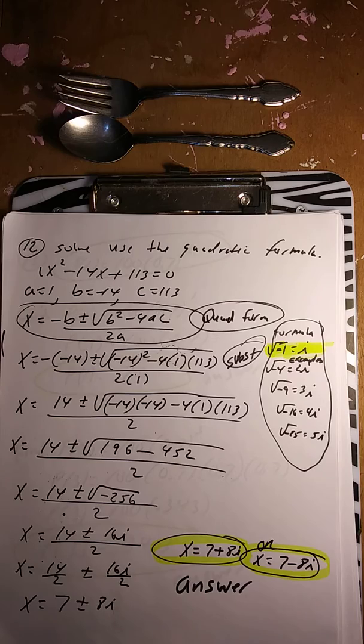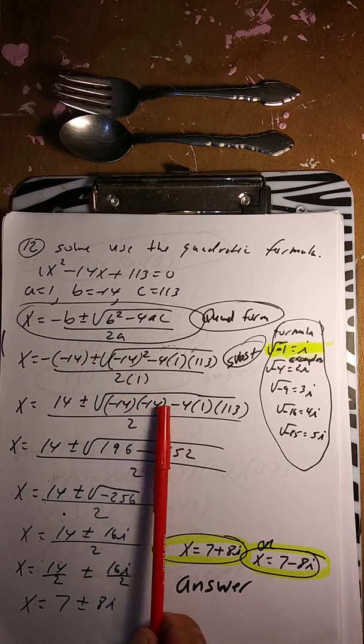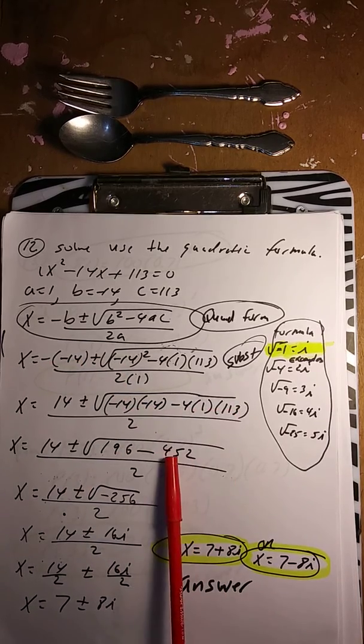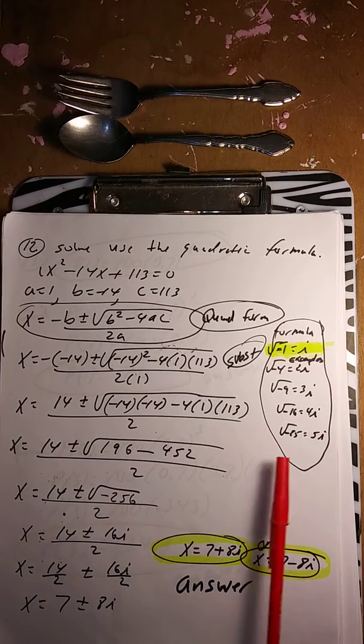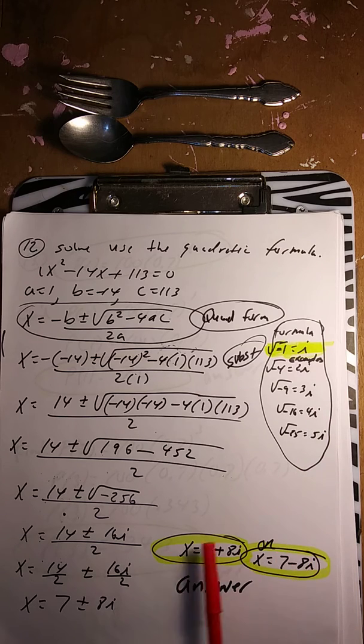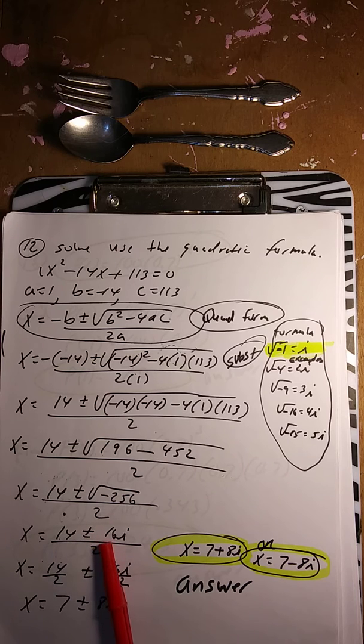Okay, now, how do we do this? Put them in the formula, and negative is positive. Negative 14 times negative 14 is 196. That times that is negative 452. We notice that we have a negative right here, negative 256, and I just told you that anytime you have to take the square root of a negative, you put that i for complex and imaginary numbers. So it's going to be 14 plus or minus 16i, divided by 2. This is going to be 7 plus or minus 8i, or 7 plus 8i, or 7 minus 8i, when you get into the complex number system. Okay?